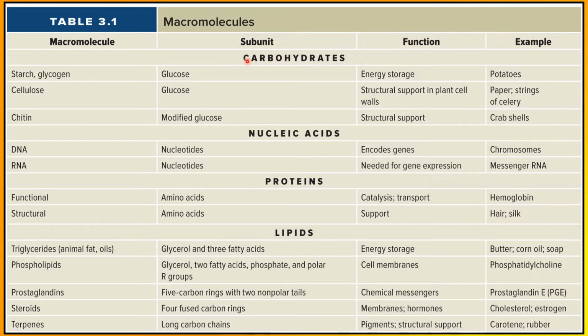For carbohydrates, we think of sugar, and so the subunit for carbohydrate is glucose. You might know that as blood sugar, right? That's the kind of sugar when you prick your finger and take the little sample and examine it for the amount of sugar in your blood. That's glucose that you're looking for. So glucose is the monomer subunit for the polymer carbohydrate. Examples are starch and glycogen, and these are used for energy storage.